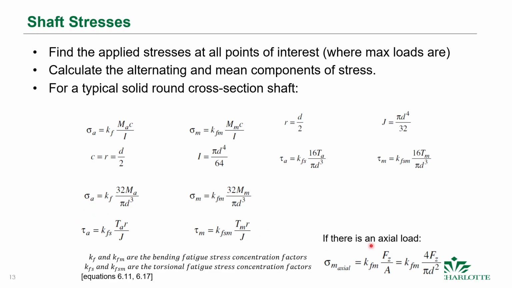If there's some axial load, we have to account for that, and we do that just by taking the axial load in that direction, dividing by the area, and then using the stress correction factors. In this case, since we have a mean load, we have to use the stress correction factor for that mean component. So these are the stresses. This is what we have to do to get the stresses, and the moments and applied torques are going to change as a function of whatever that torque and moment is on that cross-sectional area.